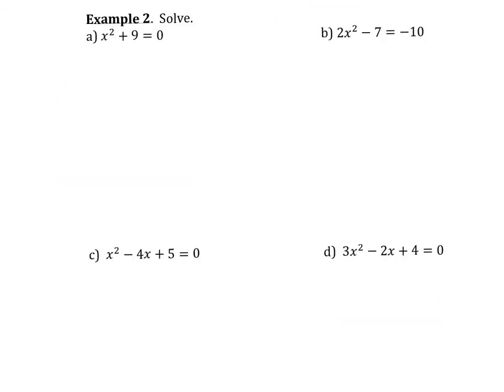For example 2, I'm going to be solving some quadratics that have complex answers, just to remind you what some options are when you're solving and how to express your answers. For part A, it says x squared plus 9 equals 0. If it were a -9, I would probably factor it, but it's not. So I'm going to solve using square root. I'm going to move the 9 to the opposite side.